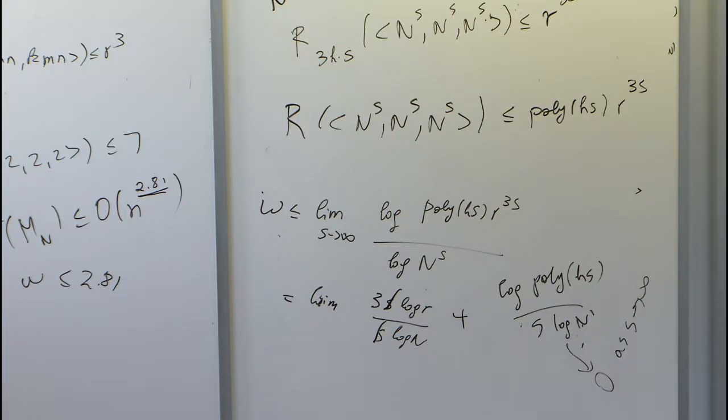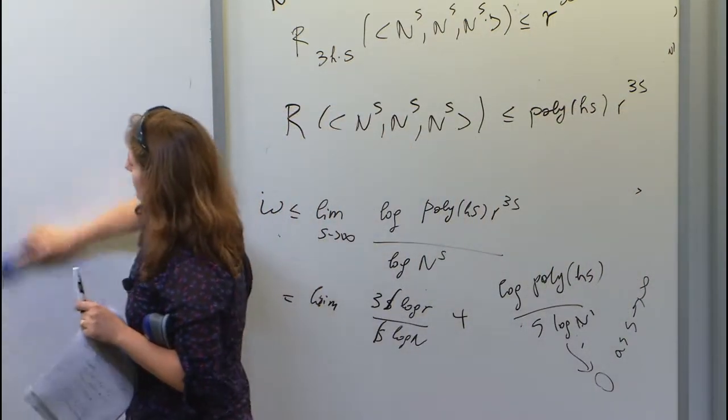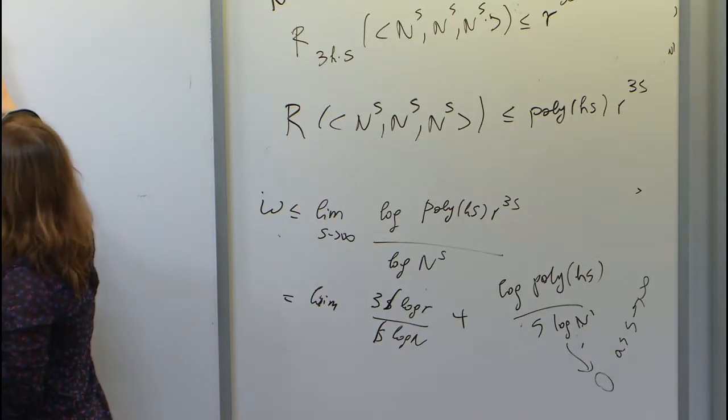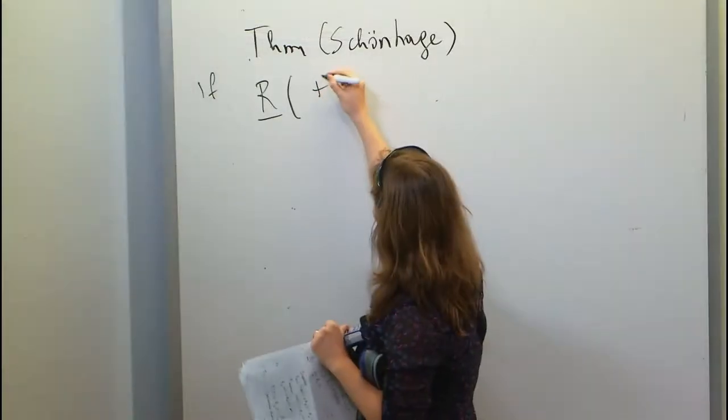You use more and more equations, like you can use this, and so on. So here's one very important theorem that we use over and over. I'm actually not going to prove it, but I'm going to tell you what it is. This is the theorem of Schönhage. And he said, if you have a bound on the border rank of the following.